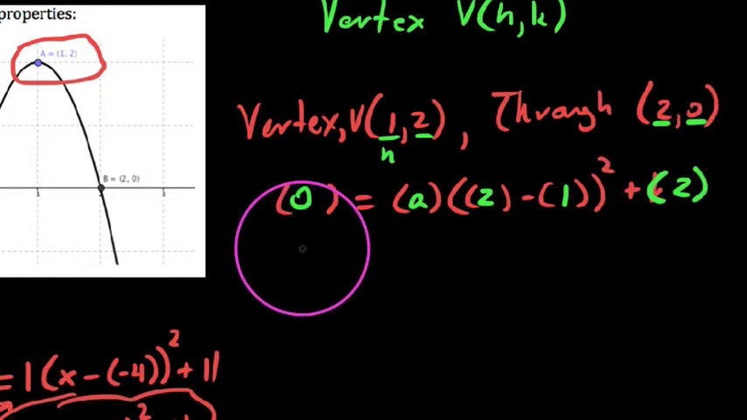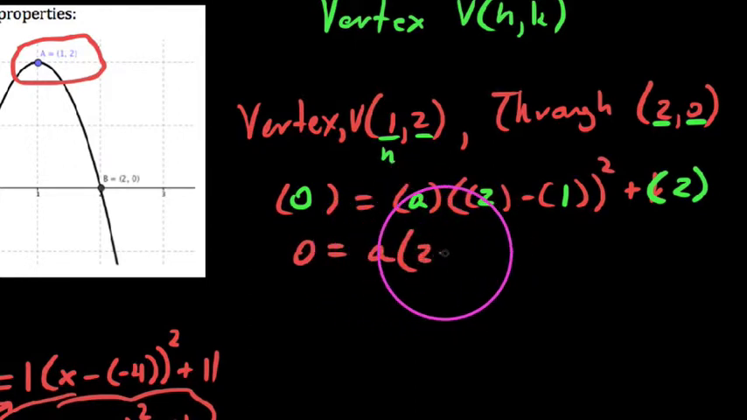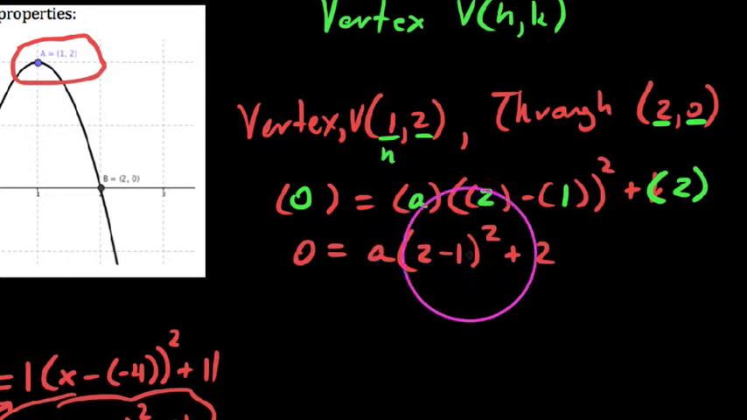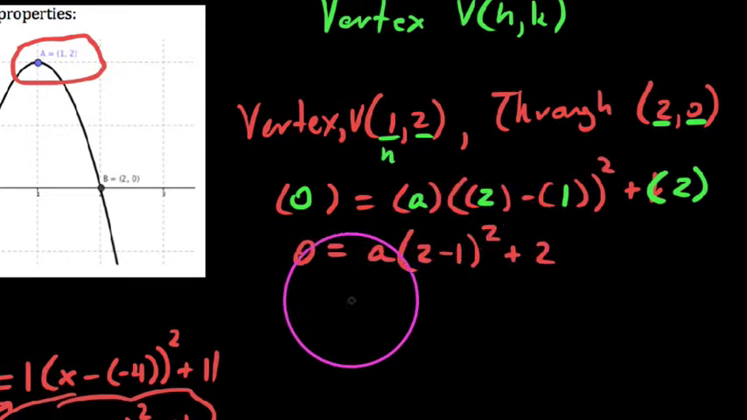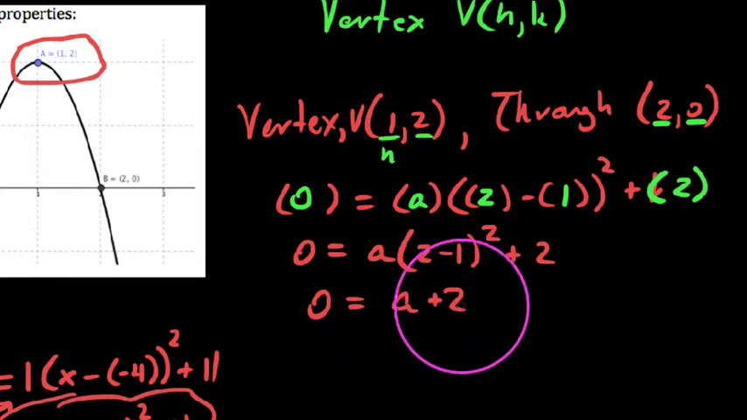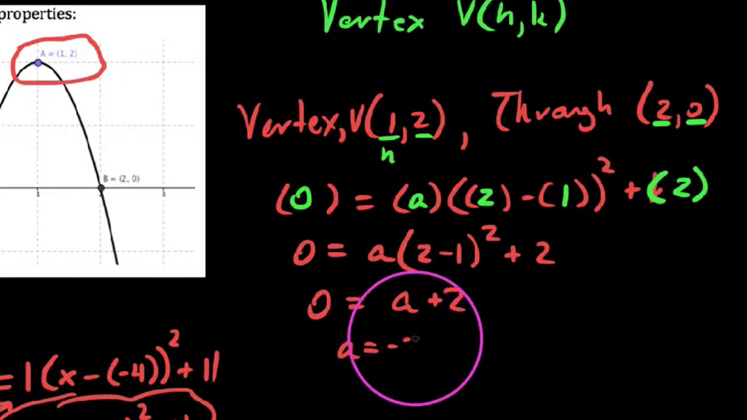So again, let's clean this up. We say 0 is the same thing as a times the quantity 2 minus 1 squared plus 2. Okay, 2 minus 1 is 1. 1 squared is 1. Don't tell me it's 2. So we say really 1a, or a plus 2, is the same thing as 0. Then we must have the case that a is negative 2.